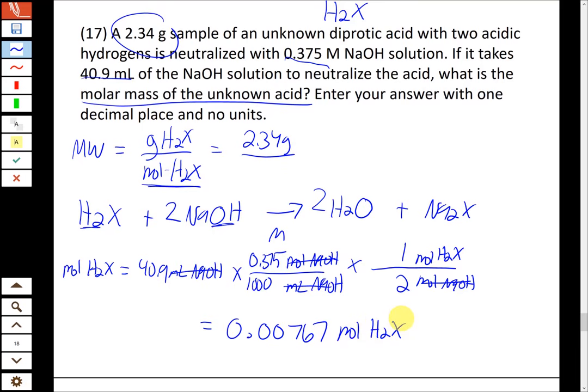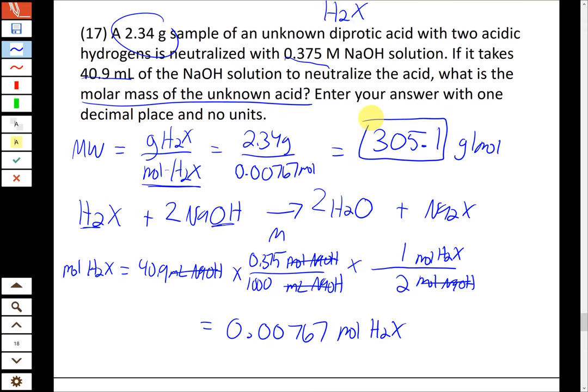And then finally, to find the molar mass, we divide the mass by the number of moles. That's going to be that given mass divided by 0.00767 moles, which comes out to, well, 1 decimal place for this, so 305.1 grams per mole.